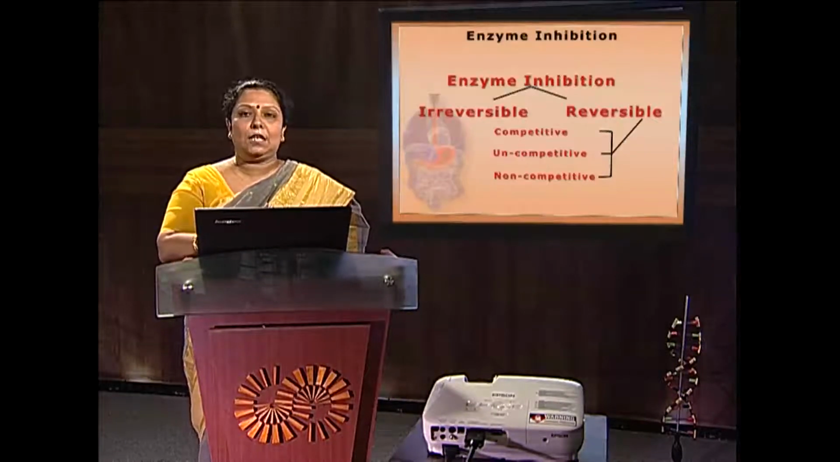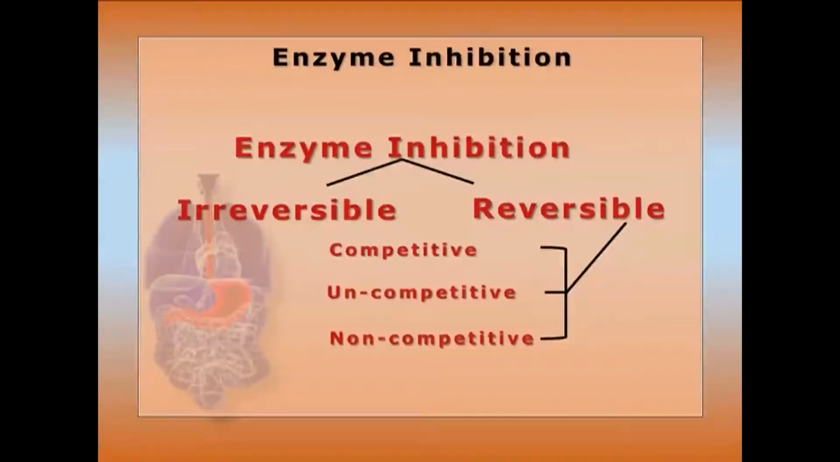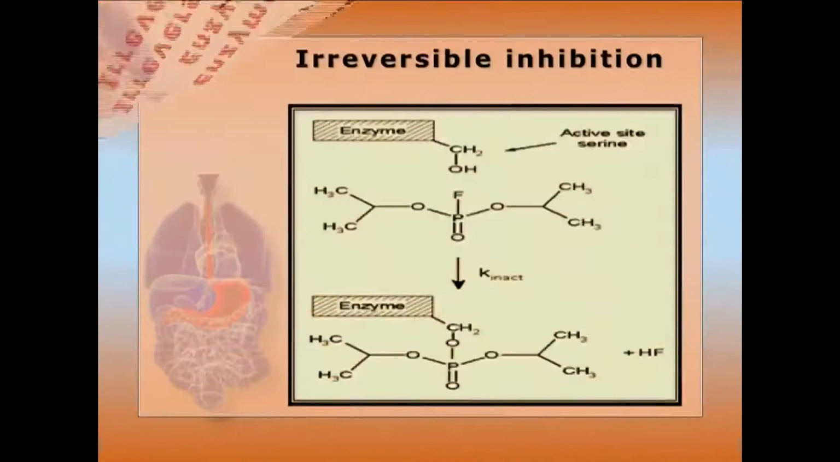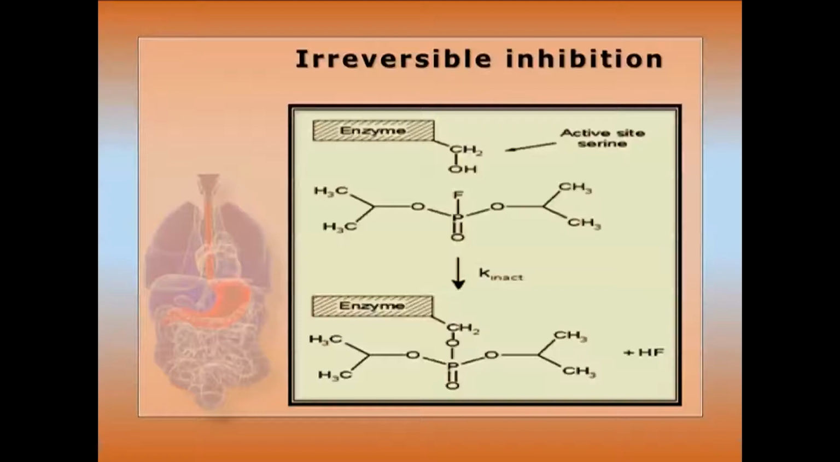Enzyme inhibition. With the help of some molecule called an inhibitor, the enzyme reaction rate is reduced. So they are called inhibitors. Enzyme inhibition may be irreversible or reversible. Reversible may be competitive, uncompetitive or non-competitive. The first one is irreversible inhibition.